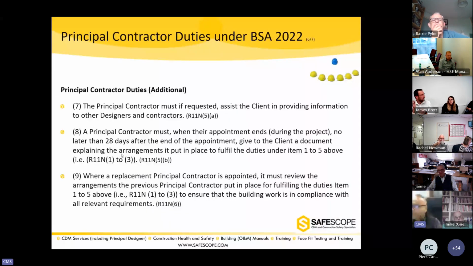Principal contractor must, if requested, assist the client in providing information. There's a lot of similarity now with the principal designer duties. Now, similar to principal designer, if principal contractor leaves, they have to give within 28 days, leave a record to say how they complied with their duties under building regulations. And any other principal contractor will have to check everything the previous one left to ensure that everything is compliant to the building regulations. So there's no getaway from compliance. Even the parties coming late in the party will still have to ensure the building regulations are complied with.